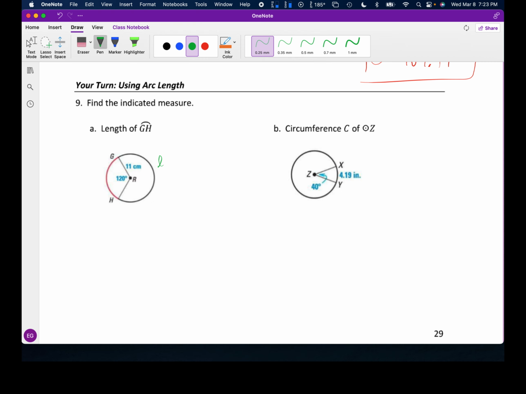So if we're doing the length of GH, it really doesn't like when I try to do curves sometimes. GH is going to equal the part of the circle, 120 over 360, times the circumference, 2 pi 11. And again, we just type it in our calculator, 120 divided by 360 times 2 times 11, and then turn it back into a fraction, and that's going to give me 22 pi over 3, and we're in centimeters again. All right, so don't forget the units, that's important.